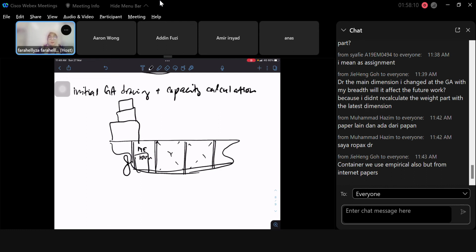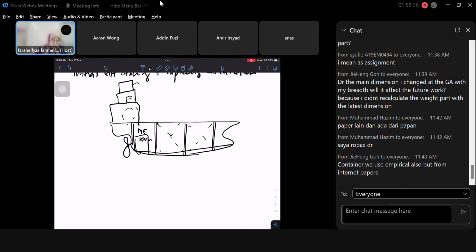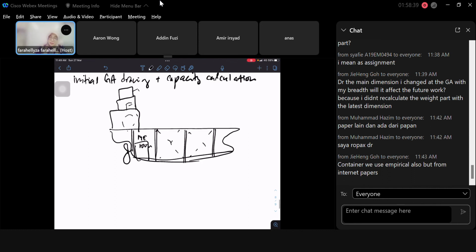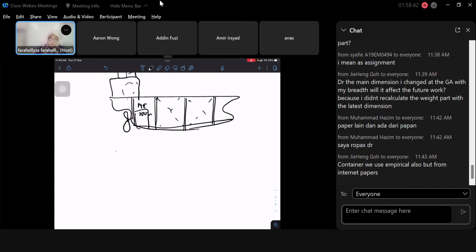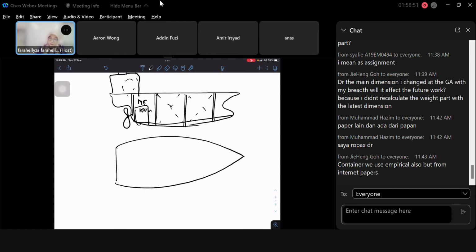It is up to you. If you have too many crew members, you may have more than 1 or 2 superstructures, and this is your wheelhouse, then this is the accommodation part and all the cleaning and so on. Okay, so that is the initial drawing, and based on that initial drawing, we do capacity calculations, where you check with the main dimensions. So the GA drawing has this profile and also the half plan view.